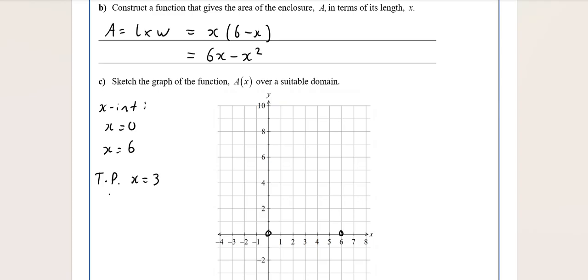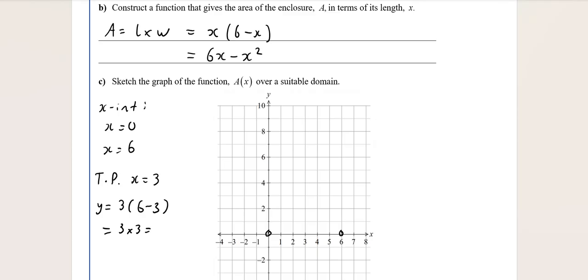To figure out what y-coordinate it's going to have, I can take that value of 3 and put it into my equation up above. So y is going to be x equals 3 times 6 minus 3. So 3 times 3, that's just going to be 9. So my turning point is going to be x equals 3, y equals 9. It's just going to sit up here.